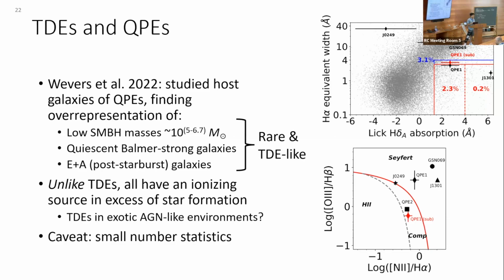So we really need to fan out the QPE population a little more before we can be robustly convinced of this association. One key difference between the host galaxies of QPEs and TDEs is that if you put the QPE host galaxies on a classic BPT diagram, they all have a clear ionizing source in excess of star formation. So they sit in the composite or AGN region of the BPT diagram. So they're not exactly the same as TDE host galaxies. They might be TDEs in somewhat AGN-like environments, whatever that means.